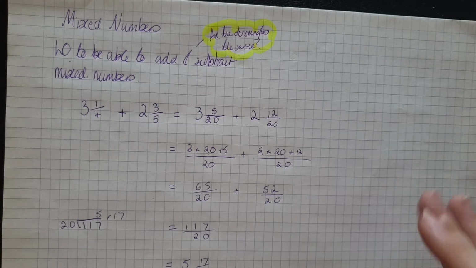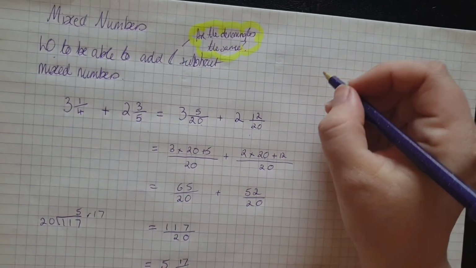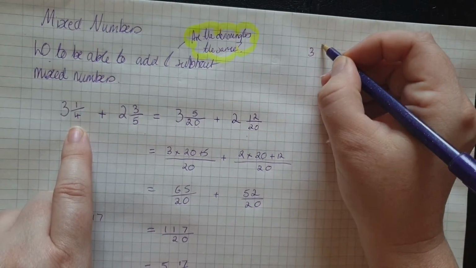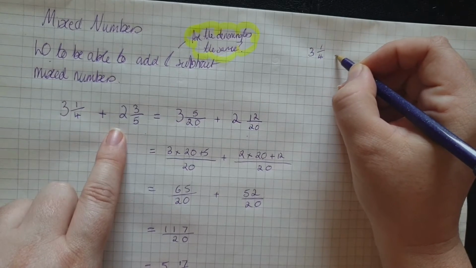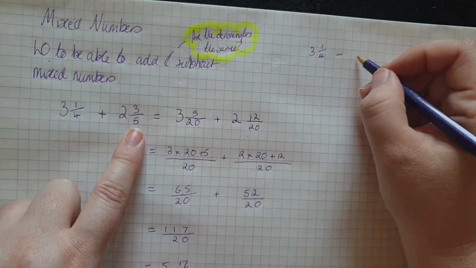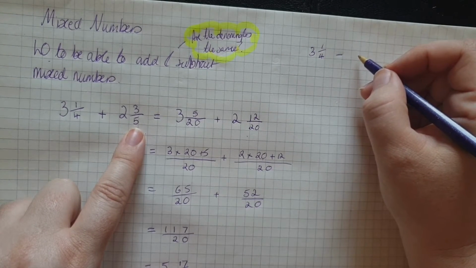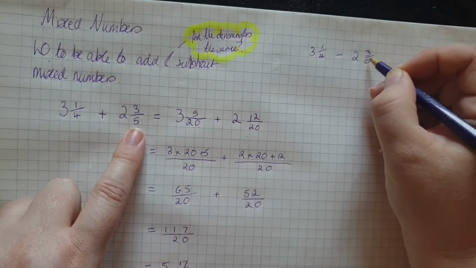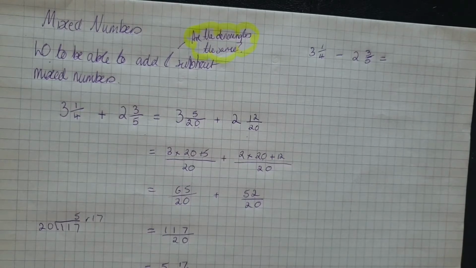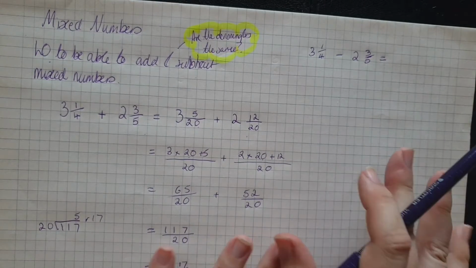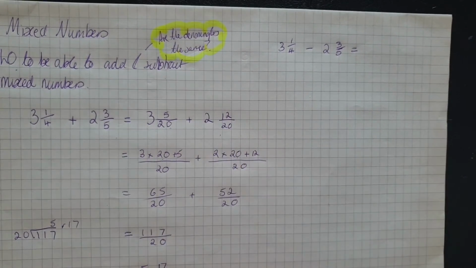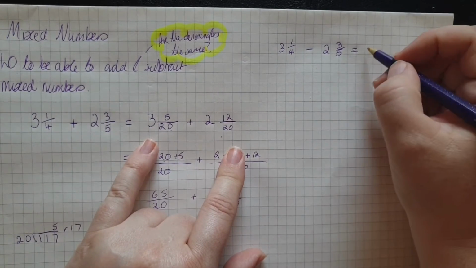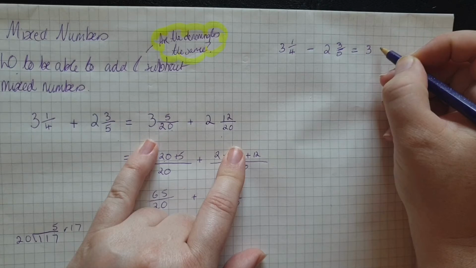Okay, second example I'm going to do over here. I'm going to take the same two numbers just purely for speed. 3 1/4, but this time I'm going to subtract it. Again, first question I ask is always the same. Are the denominators the same? No, they're not, so I know that I need to convert it, and I've already done that, so I can just go straight ahead.